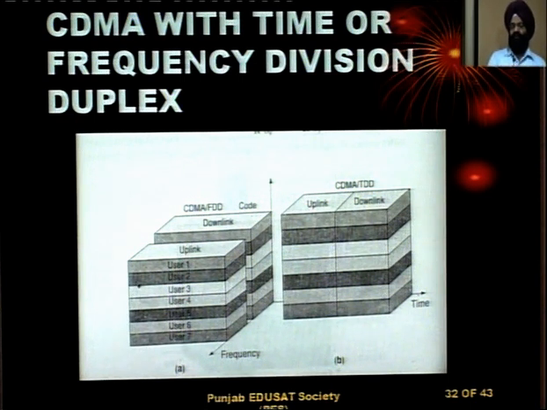Then in the TDD, the time division duplex, the total frequency is there, but time is divided into certain codes, or in the A part frequency is divided into certain codes, and both techniques can be used for CDMA, that is either TDD or FDD.